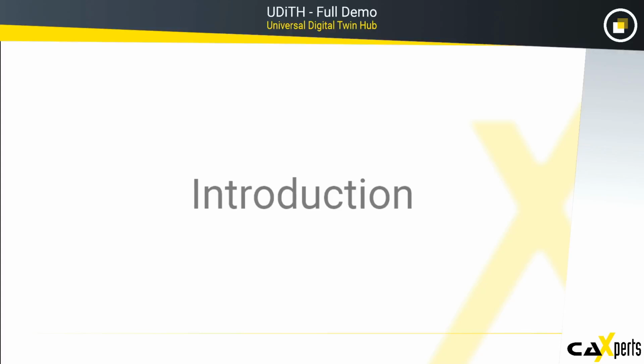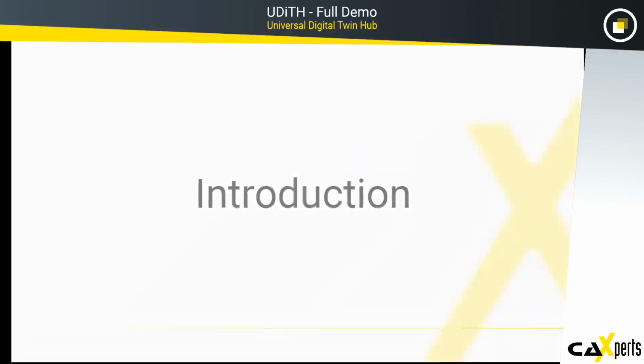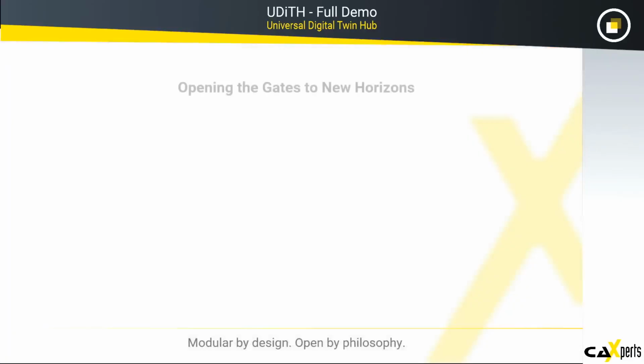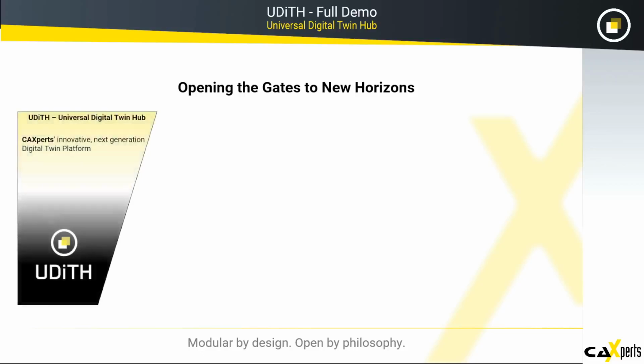But before I go into the technical details, let me give you a quick introduction about what UDiTH actually is. UDiTH is nothing less than opening the gates to new horizons. What does it mean? It's CIExpert's innovative next generation digital twin platform. Why is this important? Because it's not an ecosystem by itself. It's a hub that allows you to integrate into your existing ecosystem without having to replace anything. It works with the ecosystem and the environment you already have.